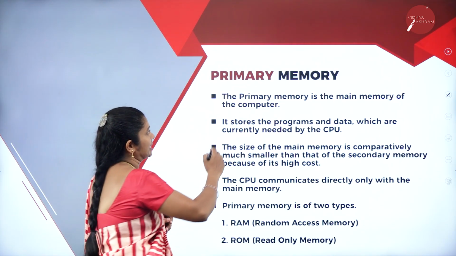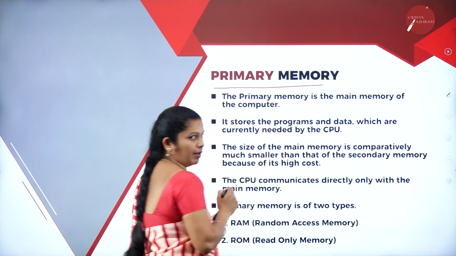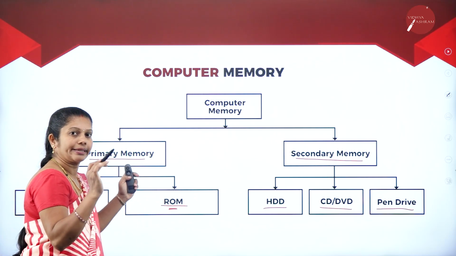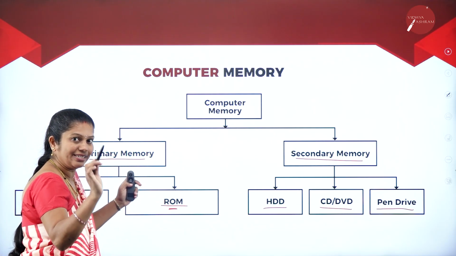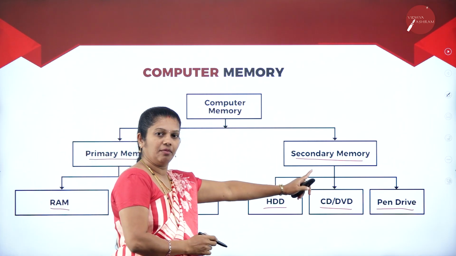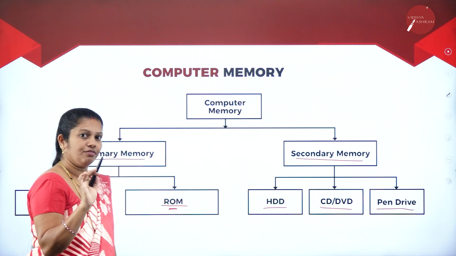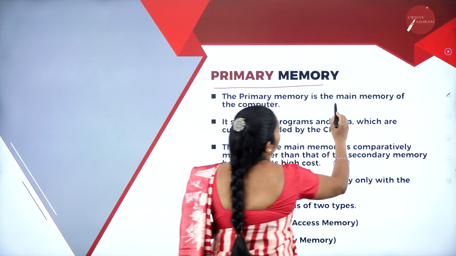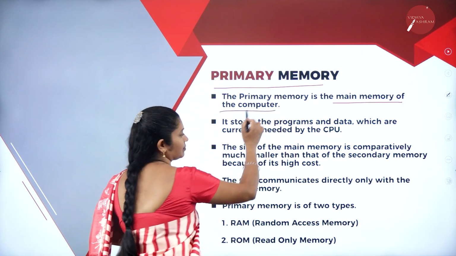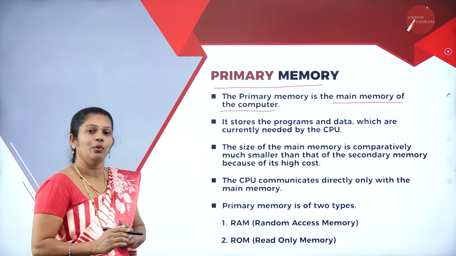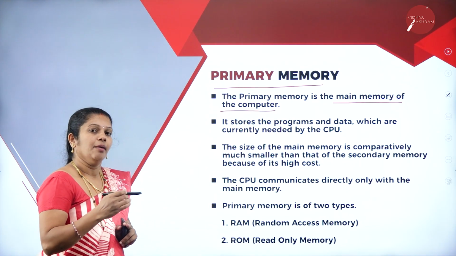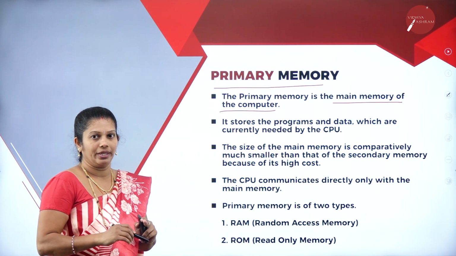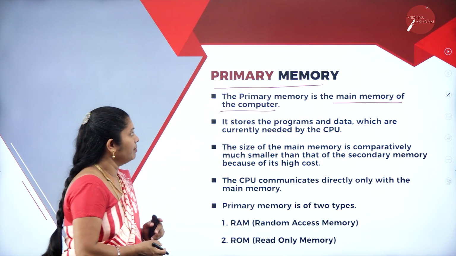Next, one by one we will discuss primary memory. Already I told you, primary memory stores recent data and applications. Recent data it will store, whereas secondary memory stores permanent data for future purposes. Then primary memory is the main memory of the computer. This is called the main memory. Why is it called main memory? Because the CPU interacts only with the main memory, that is, with primary memory.